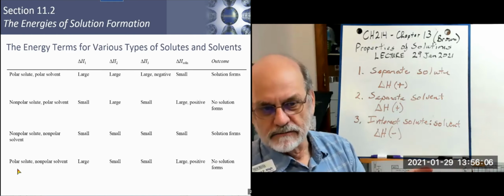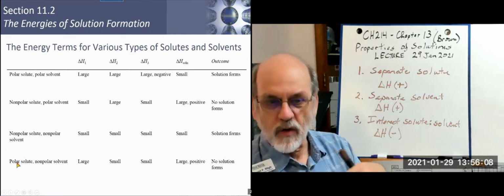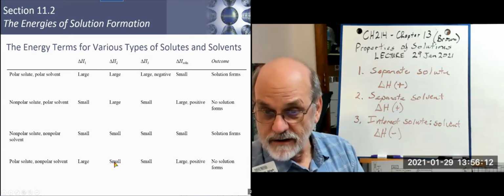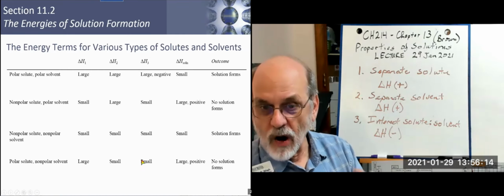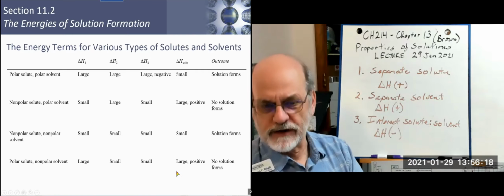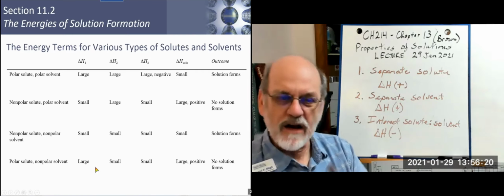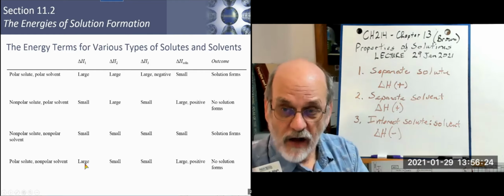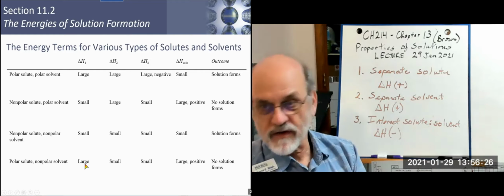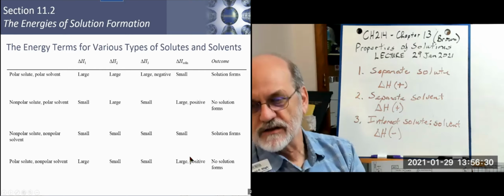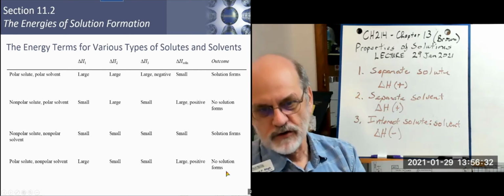The other way around, if the polar solute requires a lot of energy to break it up and the solvent doesn't take much, then the overall is a large difference. So it takes a lot of energy to break up the solute, in this case, rather than the solvent. But the net is still that you have to put a lot of energy in to make it happen. And that's why those solutions don't form either.